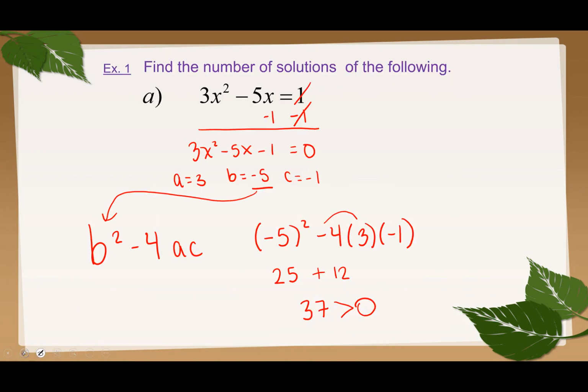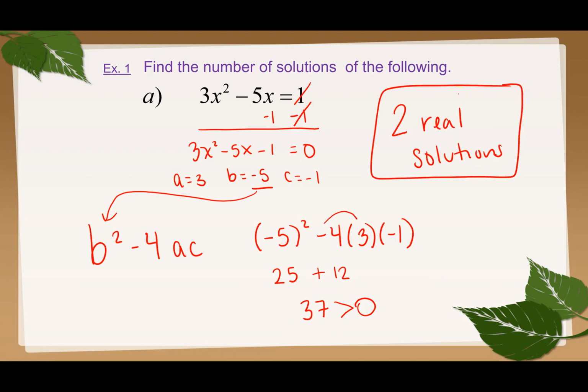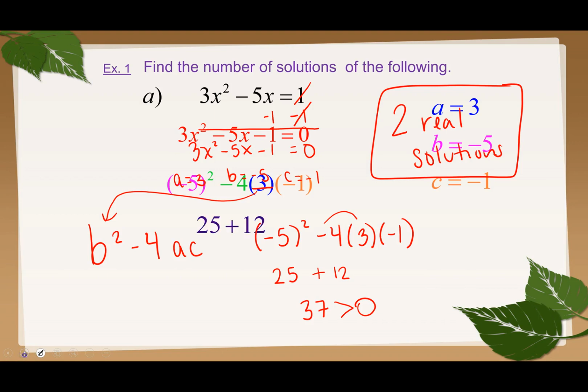So our answer would be 2 real solutions, meaning our graph would cross the x-axis twice. I guess I did this all out. Silly goose of me.